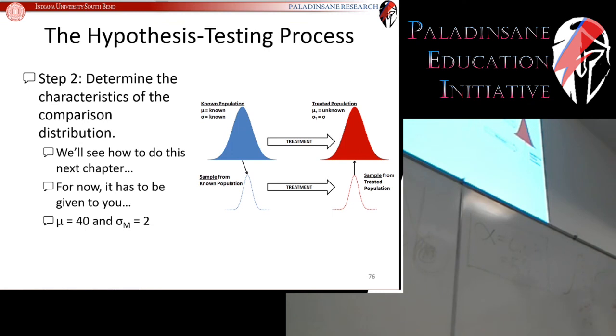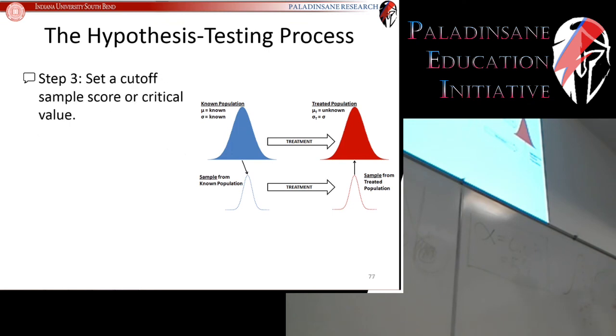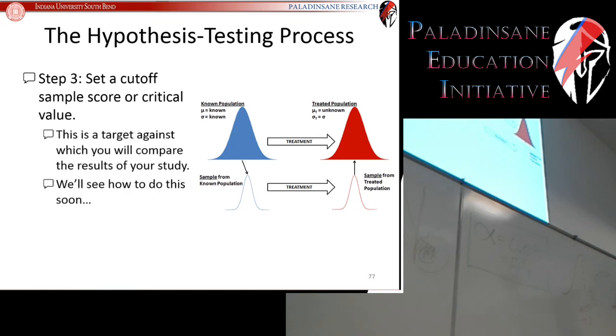Not much is going to change in step 3. So we still need to set a cutoff sample score or critical value. We're going to see how to do this very, very soon. We still need those lines in the sand. And those lines in the sand haven't changed. So you can see that for this type of hypothesis test, the setup is usually the same, right? The null hypothesis, the research hypothesis, the cutoff scores, these all follow a very typical pattern that doesn't change very much from situation to situation. However, step 4 is where it changes.